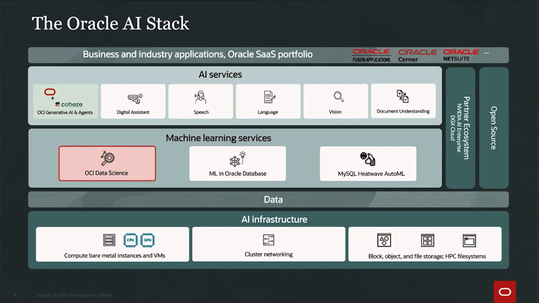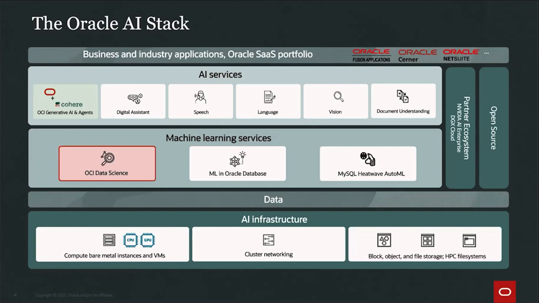On top of that, we have many AI services that have been built using our platforms. For example, our speech service, our document understanding service, or our generative AI service. These are all built using tools from OCI data science: our model management lifecycle, our model deployments, our jobs resources.